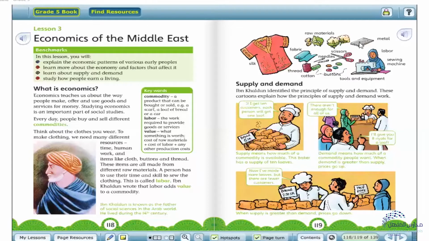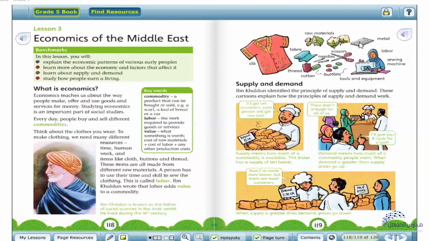If you look down on page 118, going further down, at the bottom last paragraph, they say: think about the clothes you wear. To make clothing, we need many different resources. So we know that the clothes you're wearing, even right now, the people that are making those clothes need many different resources to make the clothing. It's a process. And also you have a few words at the bottom there.